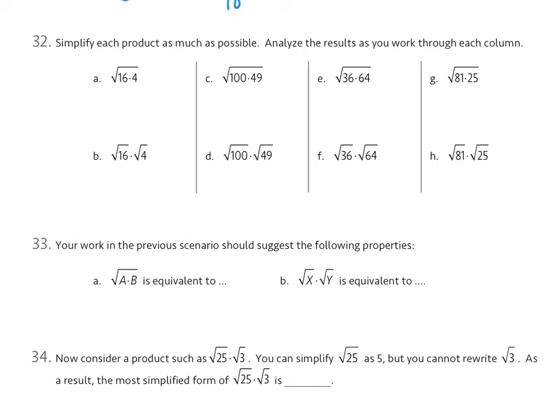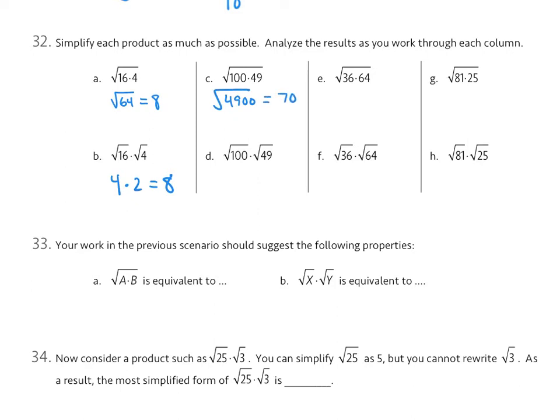Part A, the square root of 16 times 4. 16 times 4 is 64. The square root of 64 is 8. Part B, the square root of 16 times the square root of 4. The square root of 16 is 4. The square root of 4 is 2. 4 times 2 is 8. Part C, the square root of 100 times 49. 100 times 49 is 4900. And the square root of that is 70.